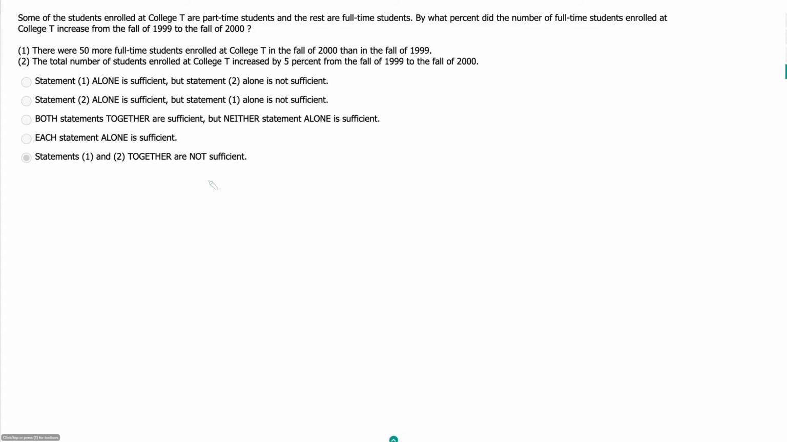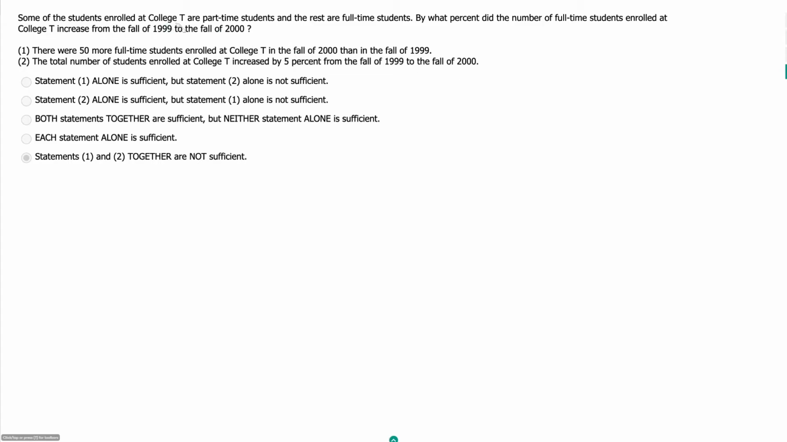Some of the students enrolled at College T are part-time students and the rest are full-time students. By what percent did the number of full-time students enrolled at College T increase from the fall of 1999 to the fall of 2000? From the way this prompt is worded, it seems like we might be able to set this up as an overlapping set.